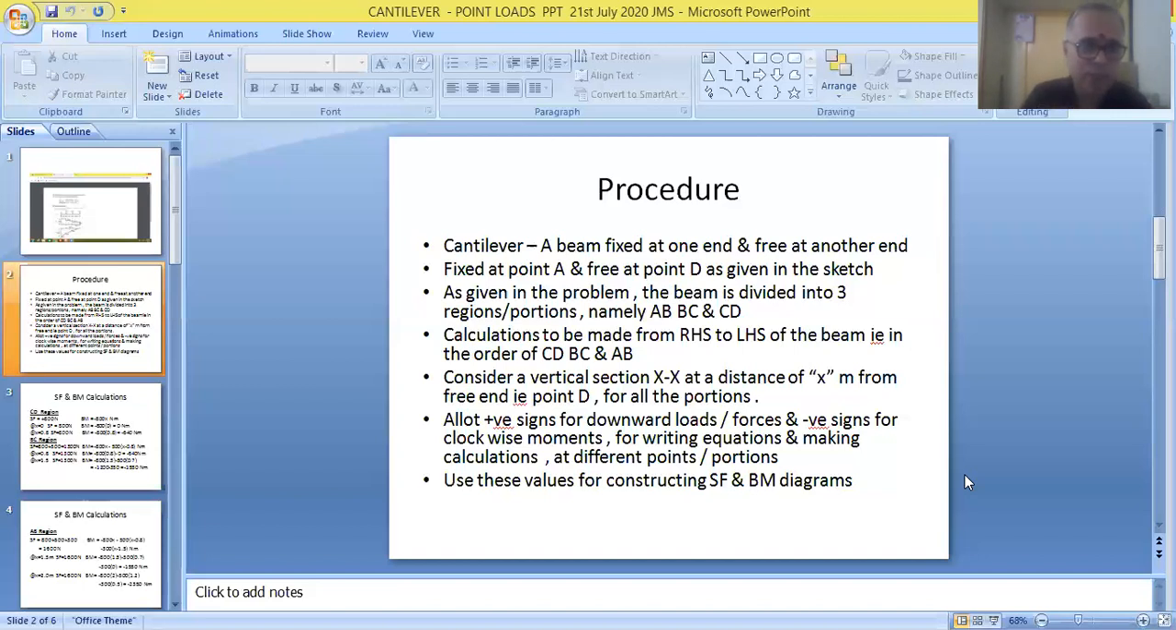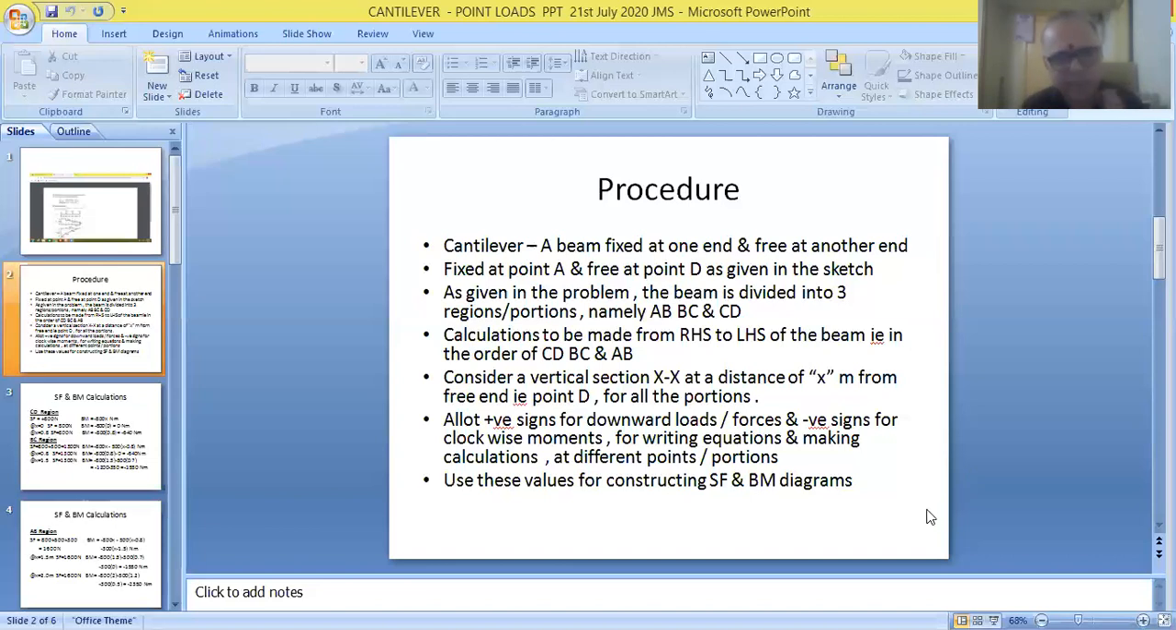Instead of positive values, you may get negative values. Instead of negative values, you may get positive values. So you'll be going wrong while preparing SF and BM diagrams. Allocation of symbols, signs, is very important. The positive sign must be allotted only for forces acting in downward direction, and the negative sign to be allotted only for forces acting in upward direction.